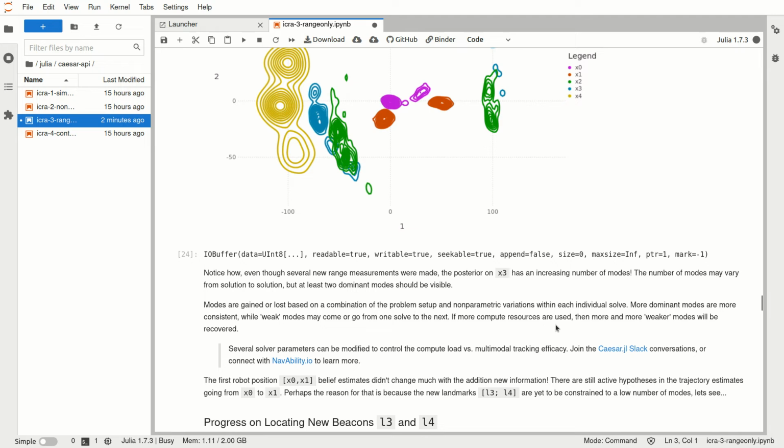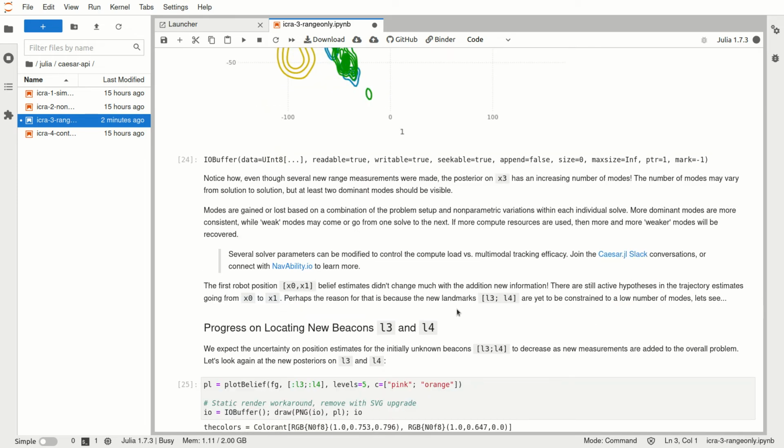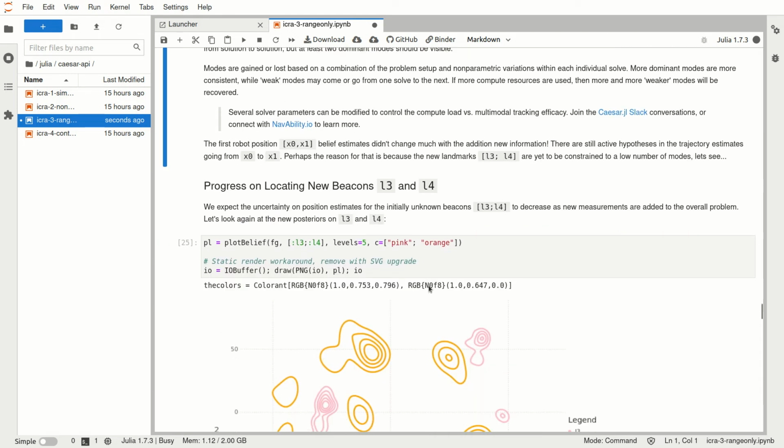And again, every person running this will see slightly different results within stochastics, but something about these two dominant modes should be visible. Modes will be gained or lost based on the quality of the solve. We can turn the cranks up and solve in more detail, it'll be a little slower. Several parameters can be tweaked for different situations. Certain applications will need different things. Get in touch with us at NavAbility. We can definitely help explain and help more there.